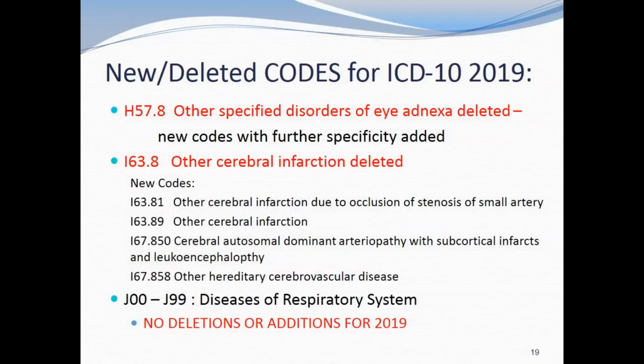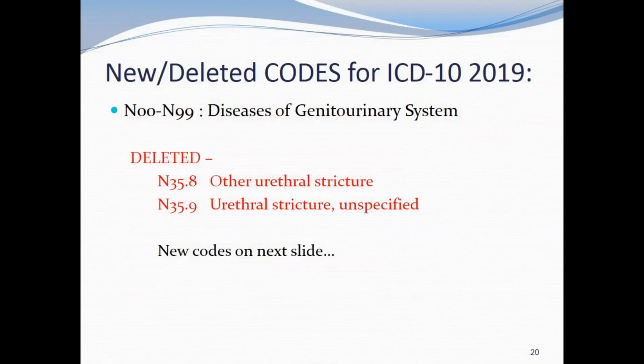Okay, and then let's take a breath, because we have no deletions or additions for the diseases of the respiratory system, which is J00 through J99. Woo, right? I'm woohooing for y'all. Okay.